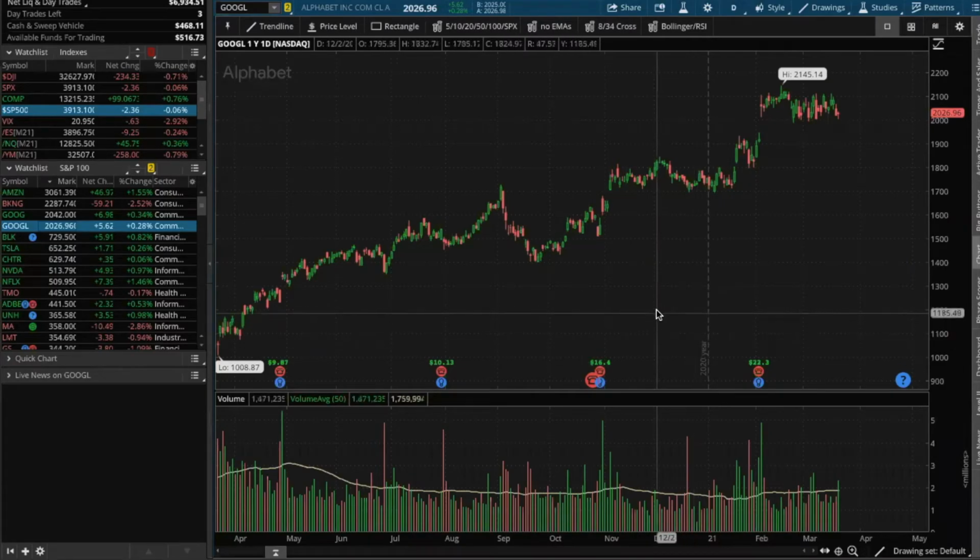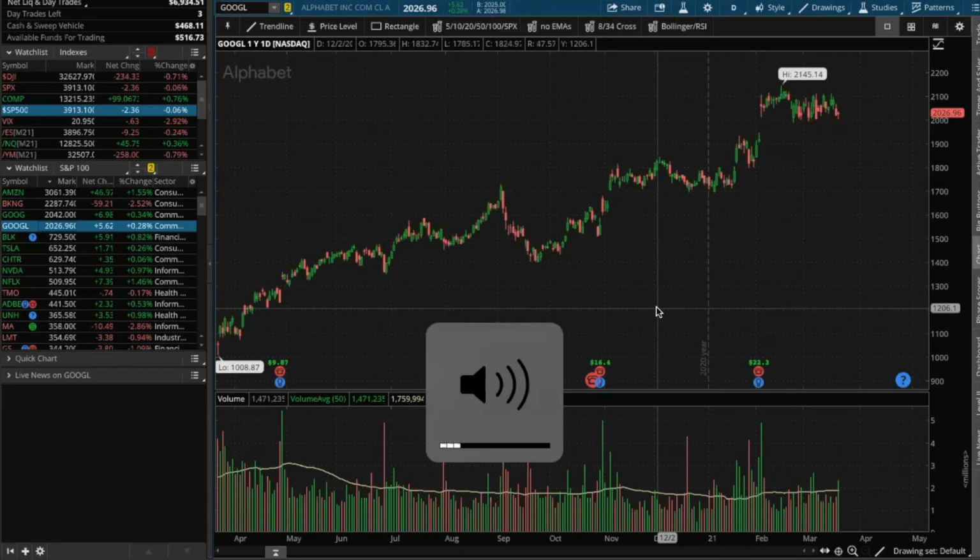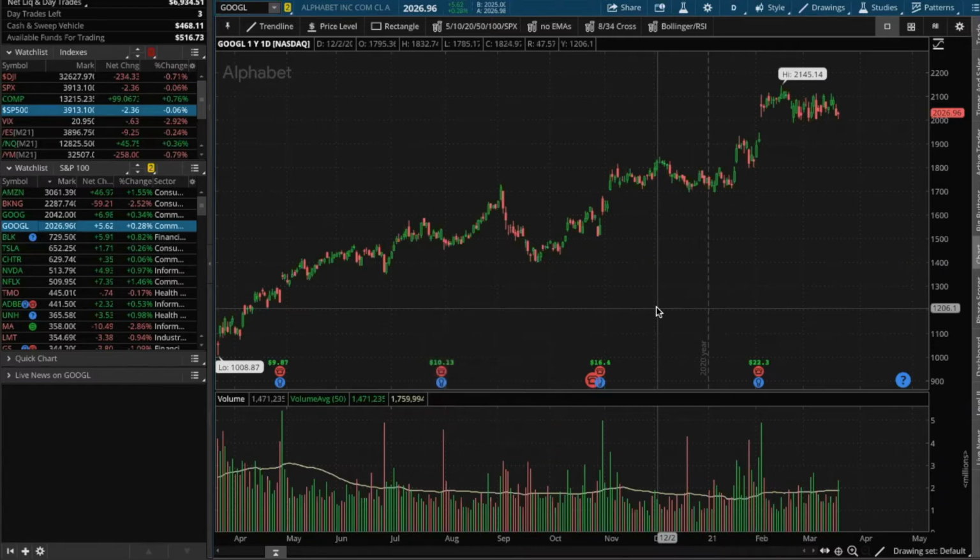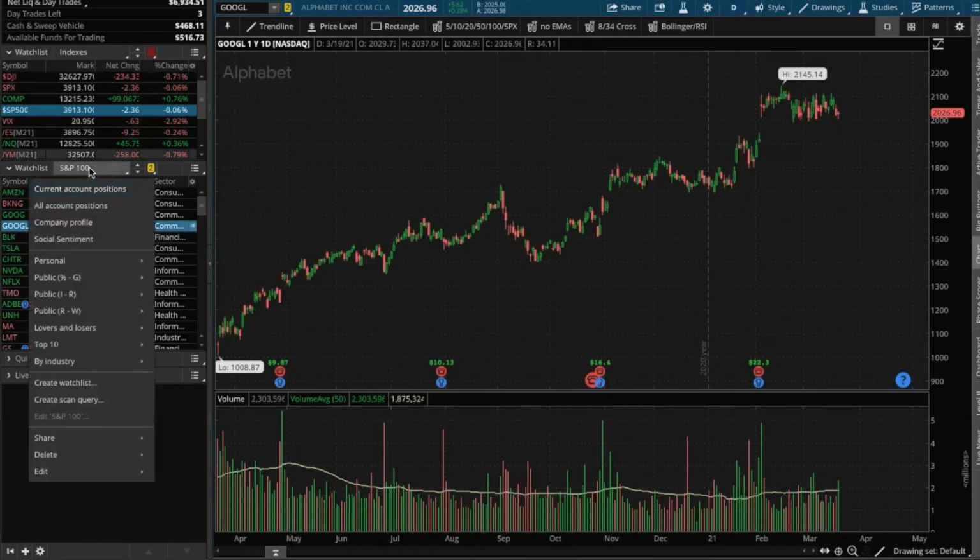All right. We're about to do some quick charting. Let's just look for some horizontal supports and horizontal resistance areas and levels. So right now I'm in Thinkorswim on the S&P 100 public list.